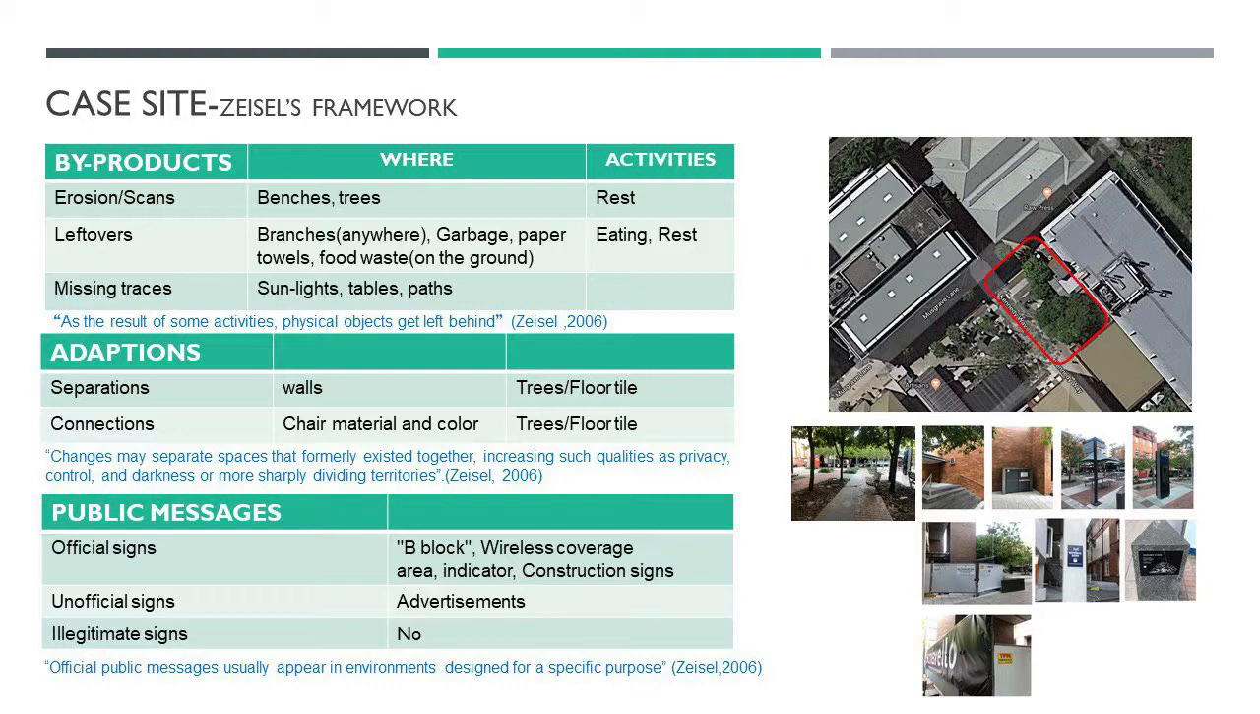The site divides the area by placing and greening the benches, and the paving form corresponds to the green across the road. For the official signs, DCL mentioned that official public messages usually appear in the environment's design for a specific purpose. There are construction signs and Wi-Fi coverage area signs around to inform people of information.